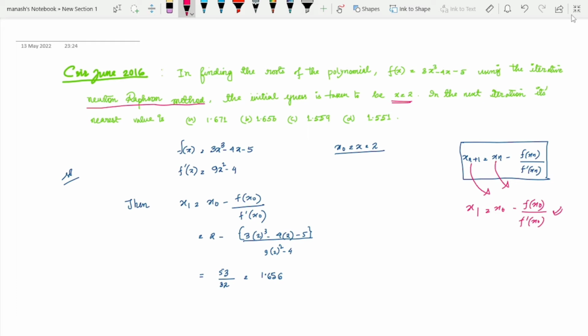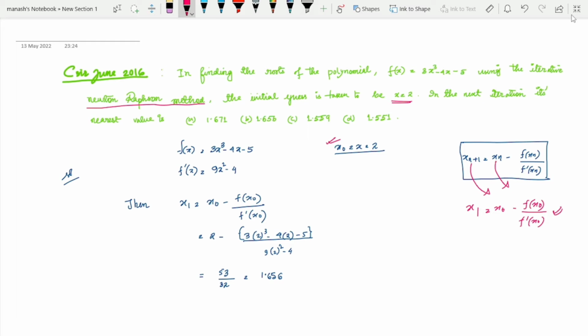So here the initial guess is given, that is I have taken the initial guess as x0 equal to 2. Then I have to find the next iteration. It is very easy math. The first initial guess is given, and I have to use the iteration technique once. So the initial guess is x0 equal to 2. I have taken it as x0, you may take it as x1, then you have to find x2.